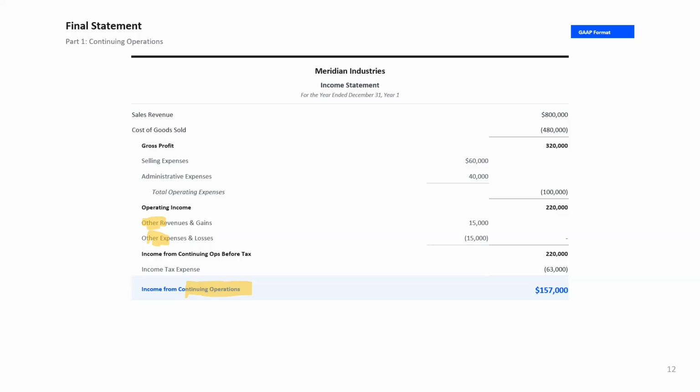So after subtracting the income tax expense we calculated in step 5, we arrive at our income from continuing operations of $157,000. So this $157,000 is the baseline for what the company is expected to earn next year. Next, we will add the final pieces: discontinued operations and the all-important earnings per share calculation.